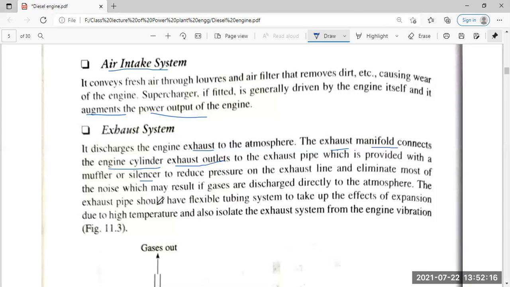The exhaust should have a flexible tubing system to take up the effect of expansion due to high temperature and also isolate the exhaust system from the engine vibration, so the exhaust pipe is not a hard or fixed pipe. It is a flexible pipe. It is to be flexible tubing, to take up the effect of expansion due to high temperature and also isolate the exhaust system from the engine itself.